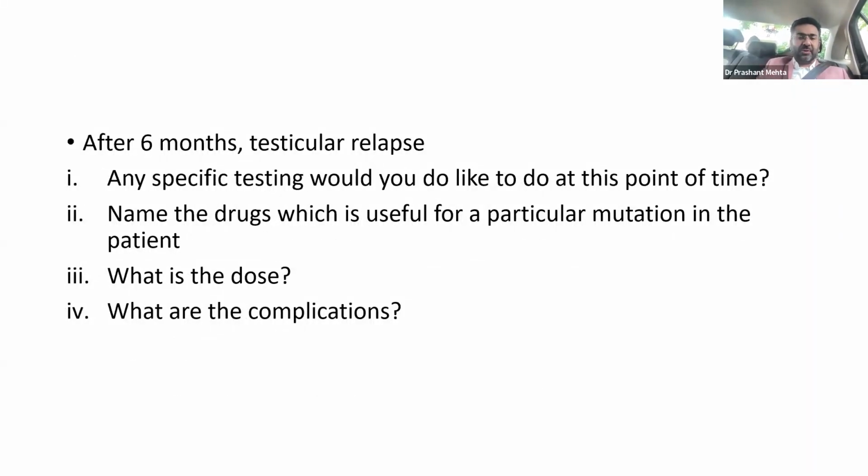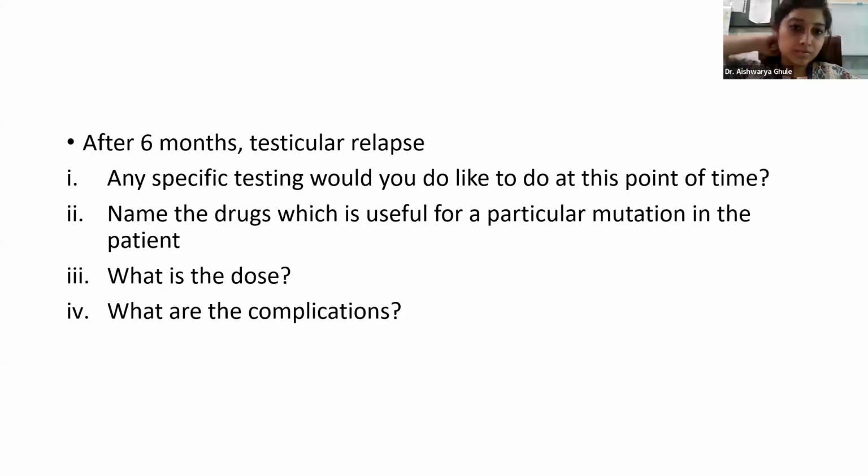Any specific testing would you like to do at this point in time? What drugs are useful for this particular mutation or alteration which you find on this test? And what is the dose and what are the complications? The test I'd like to do is an IRMA. Okay, that is the TKD mutation analysis, looking for T315I.